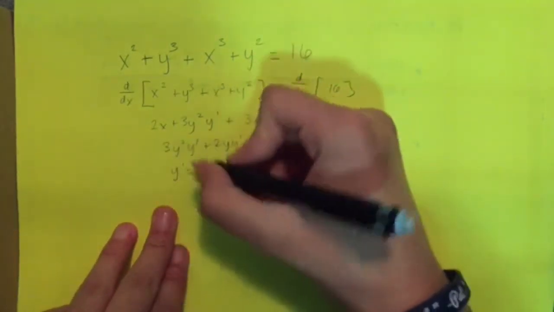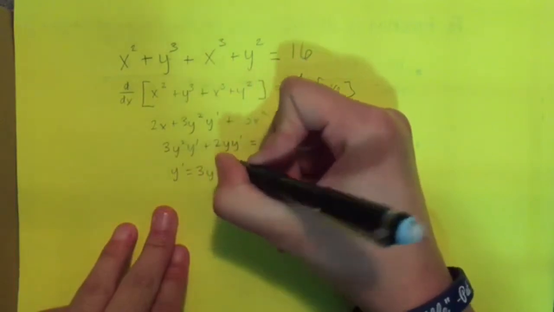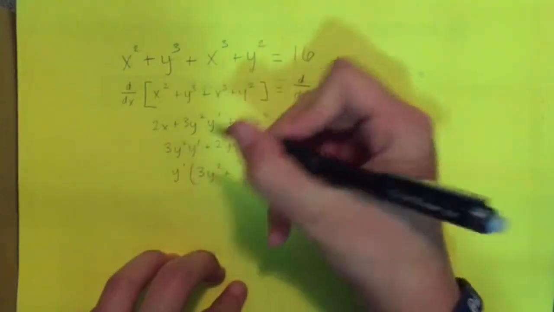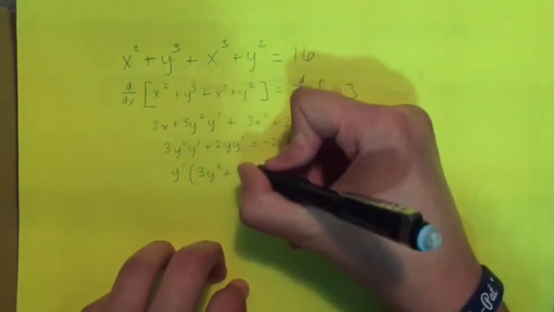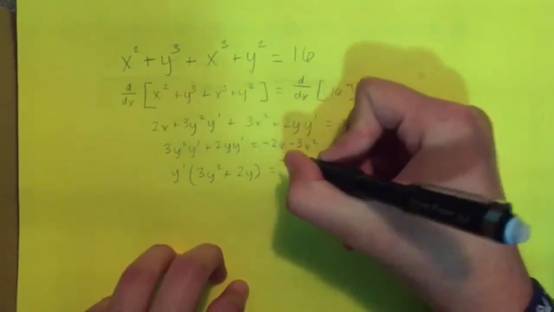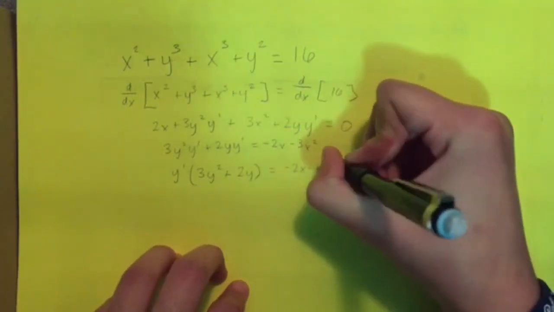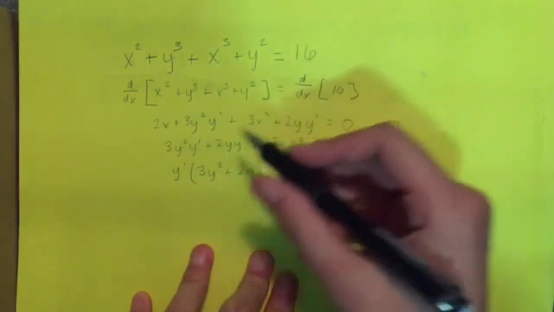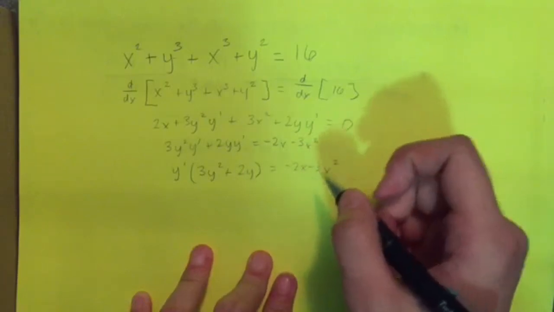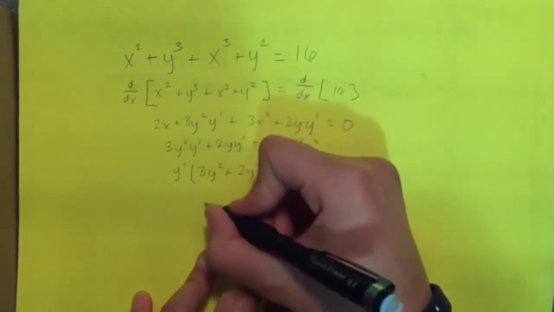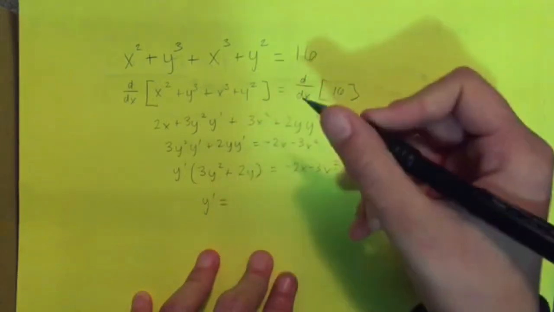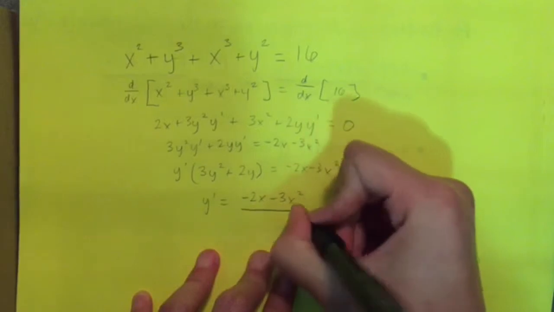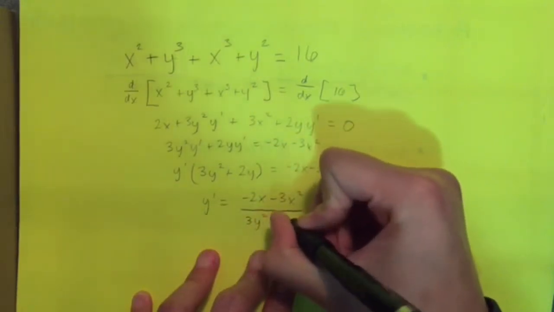So y prime times 3y squared plus 2y equals negative 2x minus 3x squared. Now all that's left to do is to divide this over to the other side and solve for y prime. So y prime equals negative 2x minus 3x squared over 3y squared plus 2y.